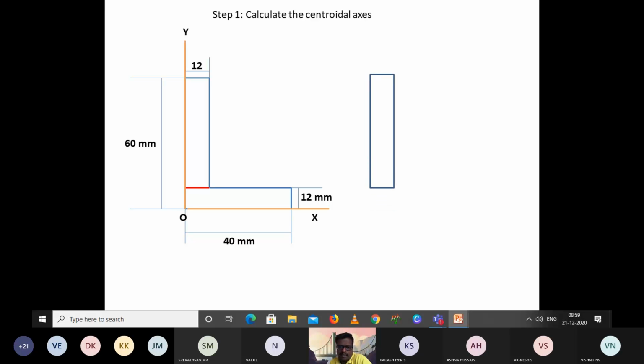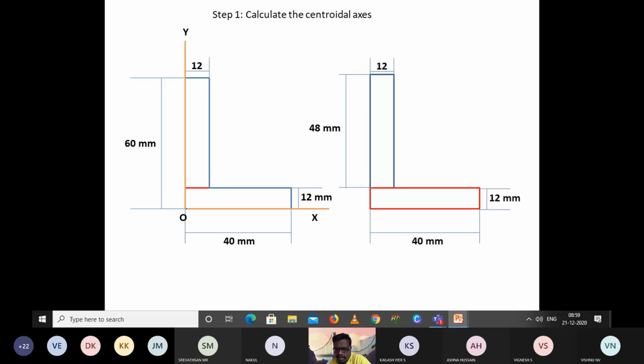Are you getting it? Then this L section is subdivided into two sections. That is like this: 48 by 12, that is one section. Another one, you know very well, is 40 by 12. Please listen carefully. Those who have solved, those who did not solve, solve along with me. Once we have divided like this, this one I am taking as the first section, and this one as the second section.